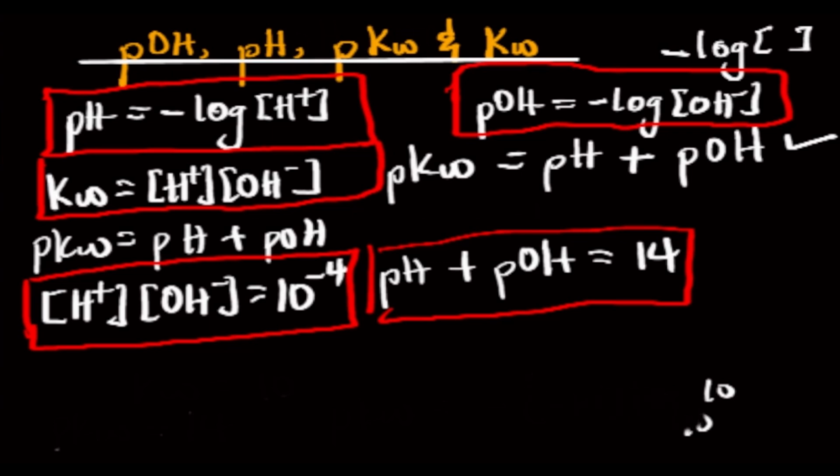Now I'm going to derive something from the first formula, which was pH equals the negative logarithm of hydrogen ion concentration. So that's what we have.